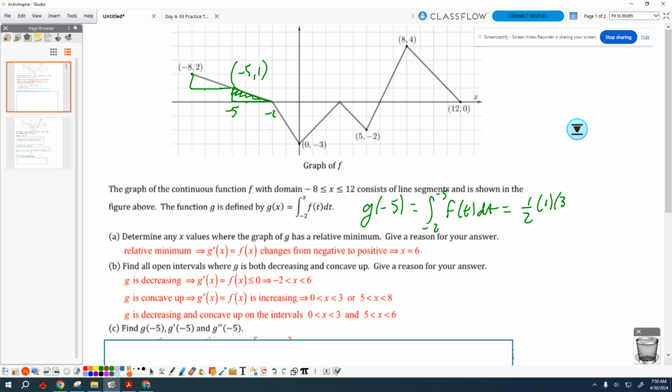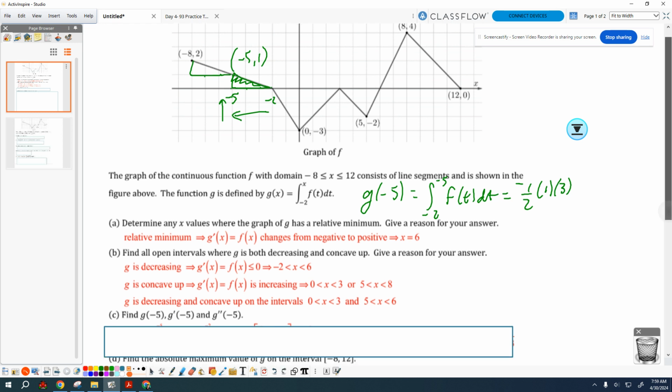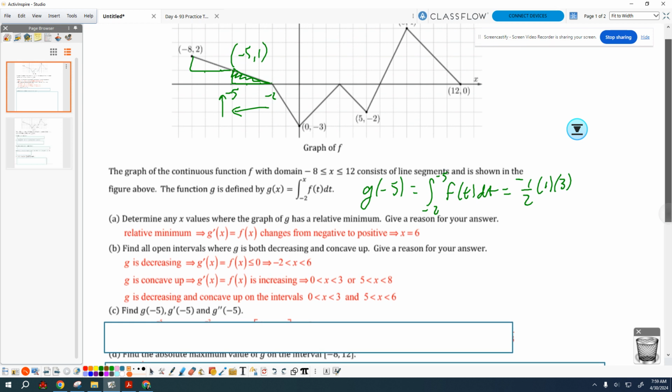Is it 3 halves? And is it positive or negative? Negative. Why is it negative? We're integrating backwards, so dx was negative, but dy was positive. Then for B, would it also be from -8 to -2? Because it would be reflected, I guess, if it's going backwards.